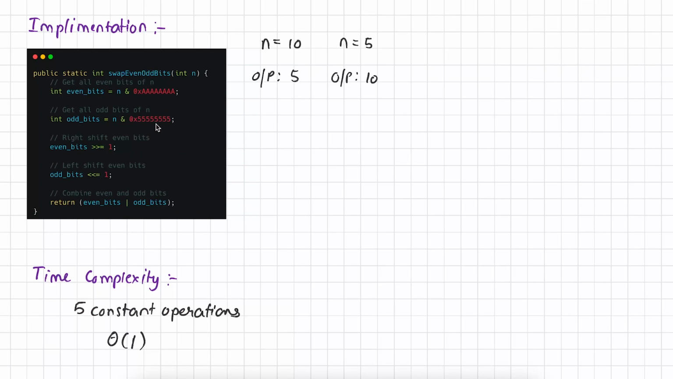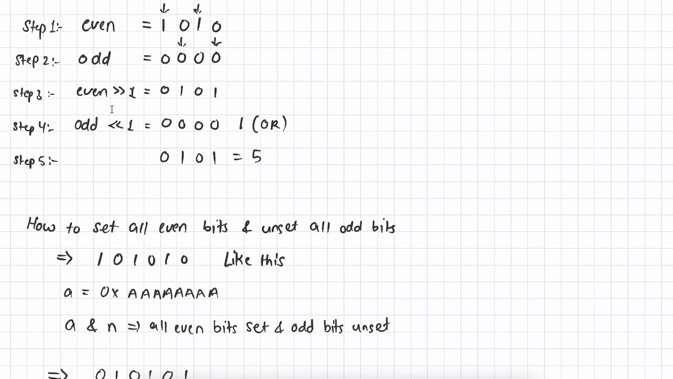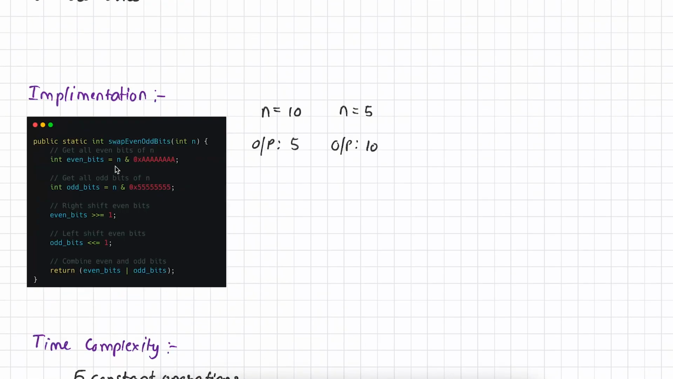This is a simple 5-line implementation to solve this problem, and these 5 lines correspond to the 5 steps discussed here. In the first step, we perform the AND operation with a number where all even bits are set and all odd bits are unset. So we get all the even bits. In the next step, we perform the AND operation with a number whose odd bits are all set and even bits are unset. So we get all our odd bits.